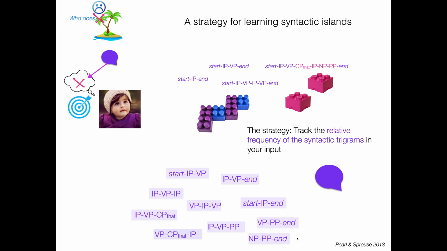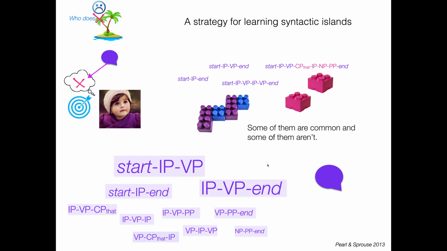So here's the strategy. You have all these building blocks. And what you're going to do as a child is track the relative frequency of the syntactic trigrams in your input. You're going to have input, it's going to have a bunch of dependencies, you're going to break them up into these building blocks, and you're just going to basically count how often they occur. And of course, some of them are going to be more common, they're going to occur a lot, and some of them aren't, they're going to occur less. I represented that here with size. So these occur a lot, these don't occur a lot, but they're there. And then some of them, like these guys, are never going to occur at all in your input. The building block's just not there, okay?